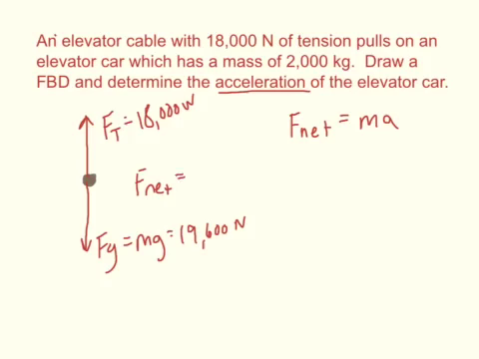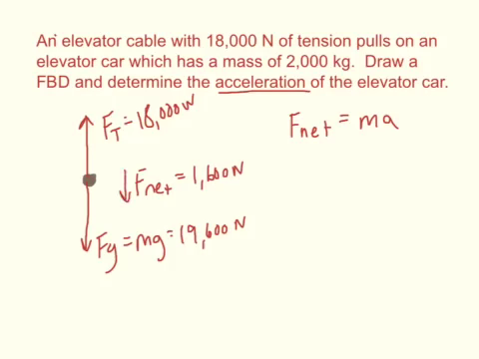Because they're working in opposite directions, two vectors in opposite directions, we have to subtract the two. So 19,600 newtons minus 18,000 newtons is 1,600 newtons. And the direction is important as well. Fg is bigger than Ft, so that means that the net force is down.